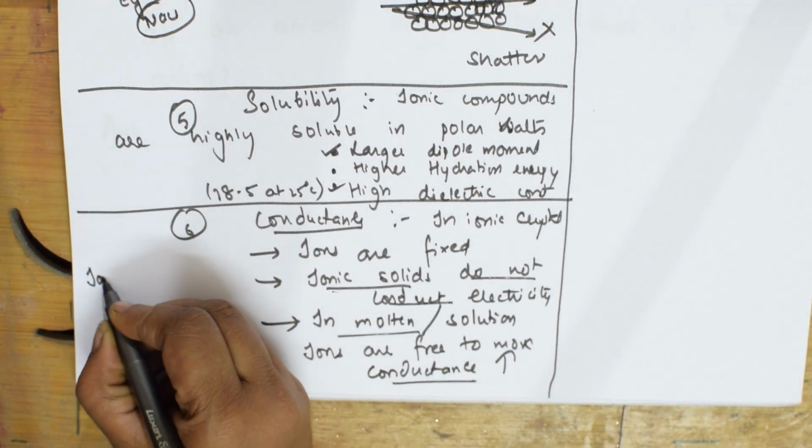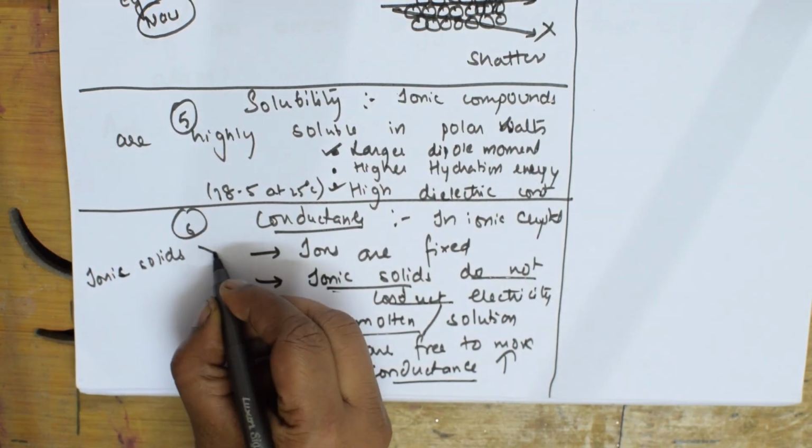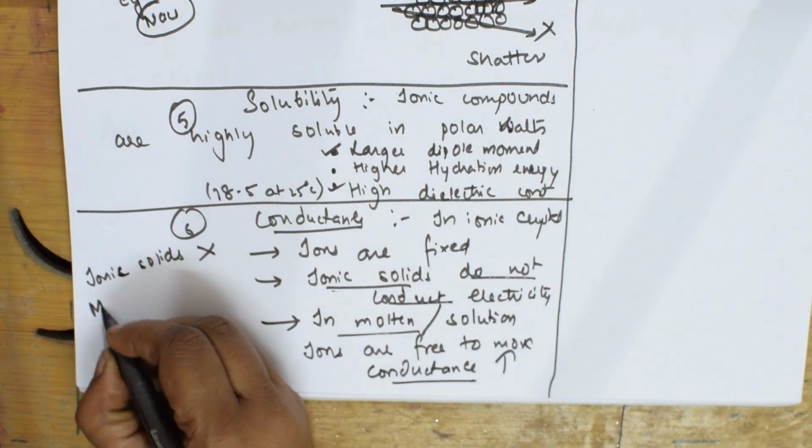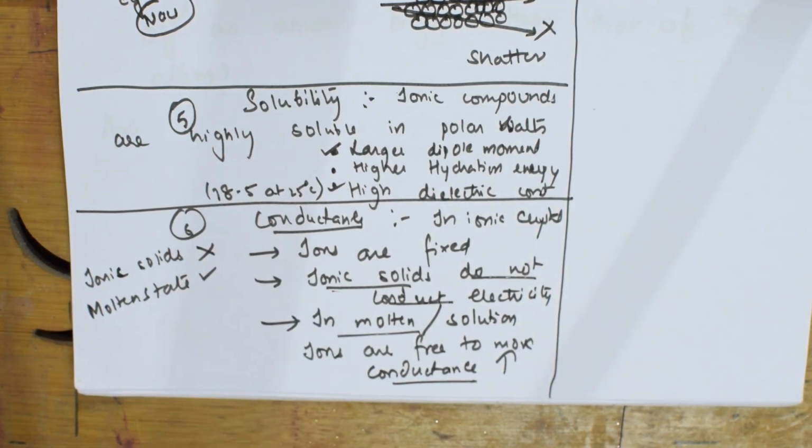So remember, ionic solids, because they are tightly packed, have no conductance. Molten state, there is conductance. Done, students?